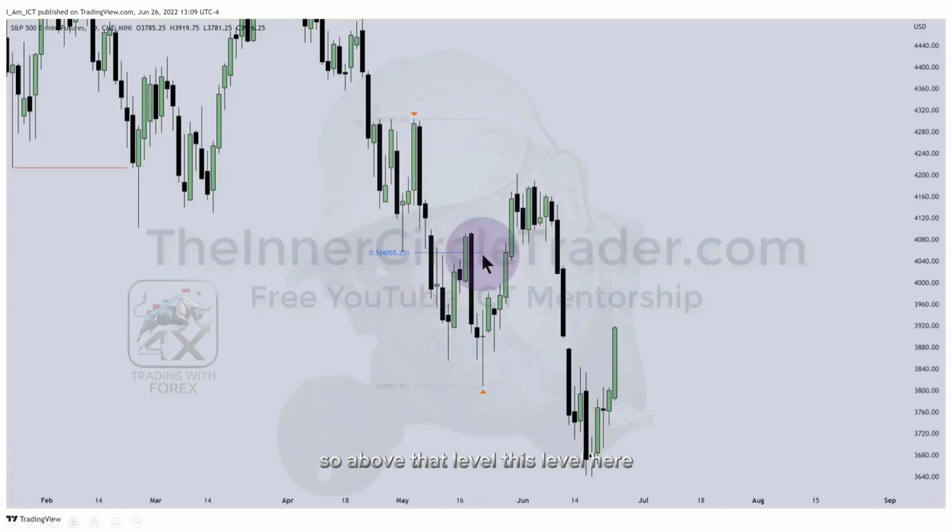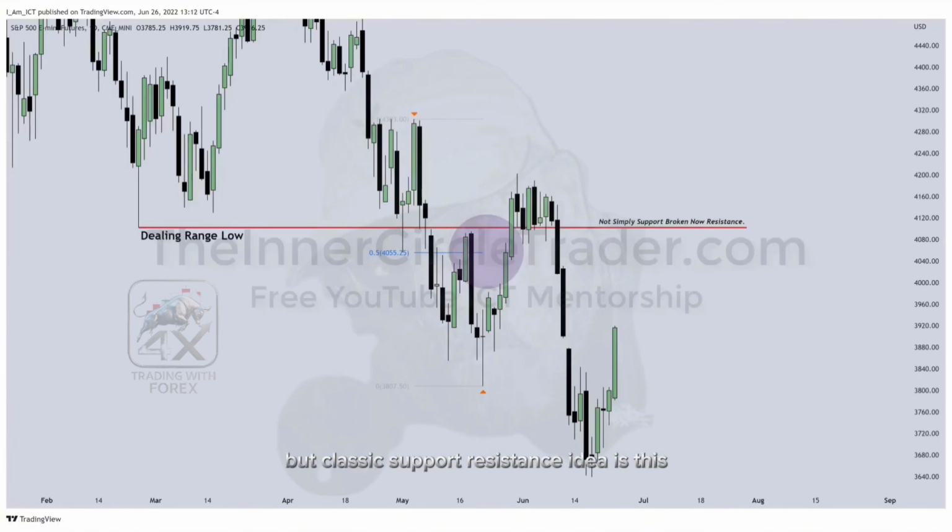So above this level here, what are we looking for? Well, we're looking for buy side. But the classic support and resistance idea is this. We've taken out this low, relative equal lows. This break below it here is shallow and short-lived. And then we broke down aggressively through it.